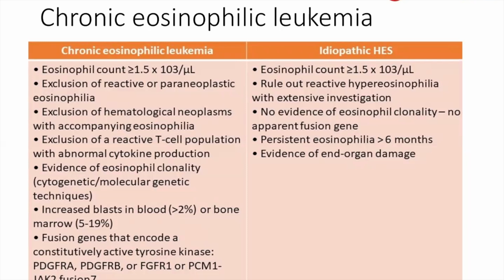In idiopathic, the same level of eosinophils will be present, 1,500. You need to rule out any reactive hypereosinophilia with extensive investigation, no evidence of eosinophil clonality, which you confirm by doing a bone marrow and sending for NGS, and persistent eosinophilia for more than 6 months, and evidence of end organ damage.